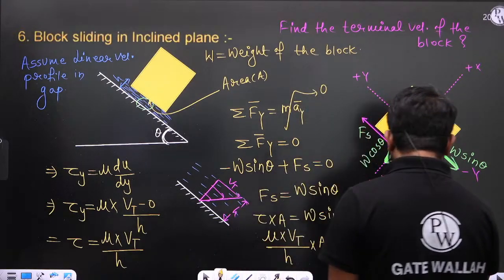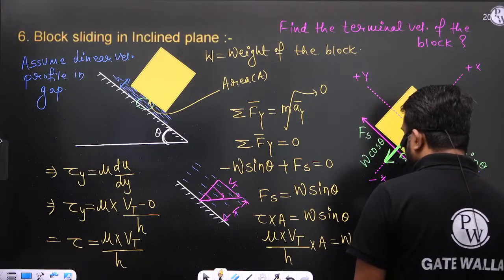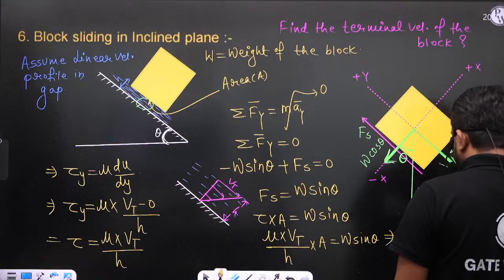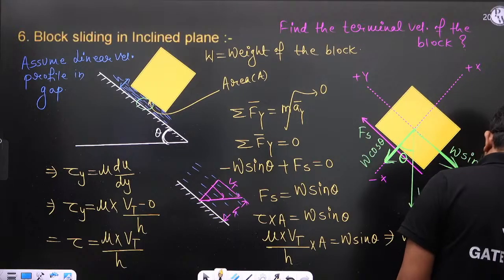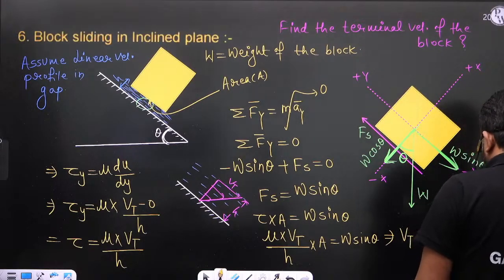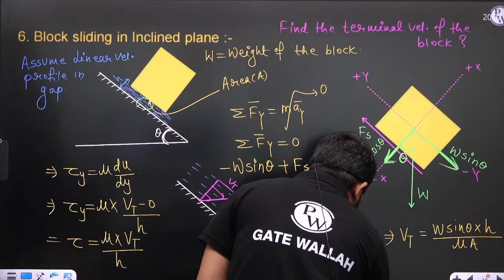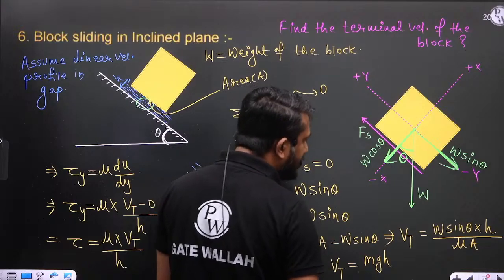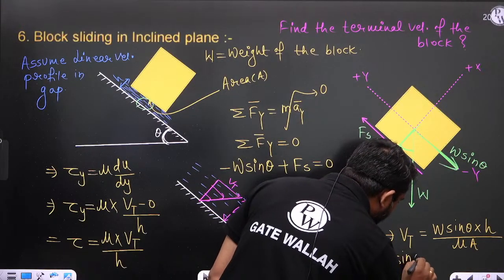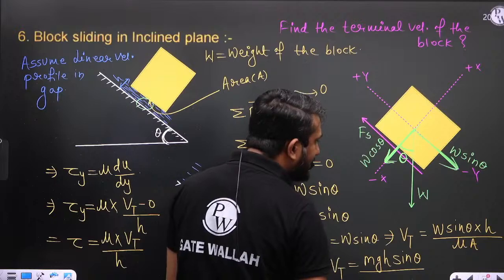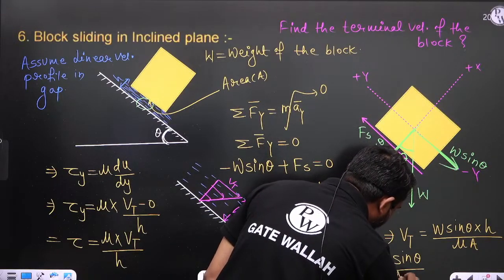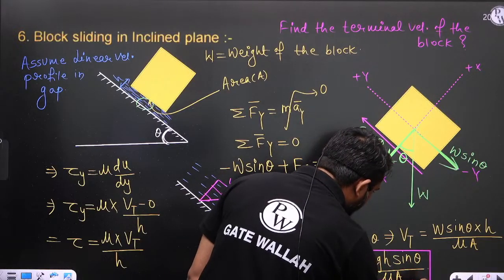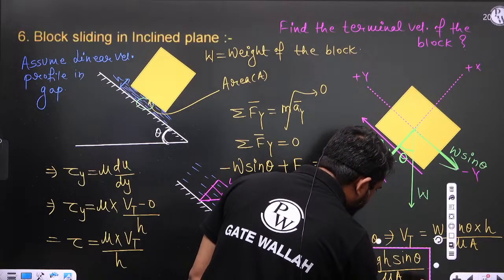Now calculate Vt. This is simply W sin theta into H divided by mu A. Or you can say Vt is equal to mgh sin theta divided by mu A, since W is m into g. So this is the terminal velocity of the block.